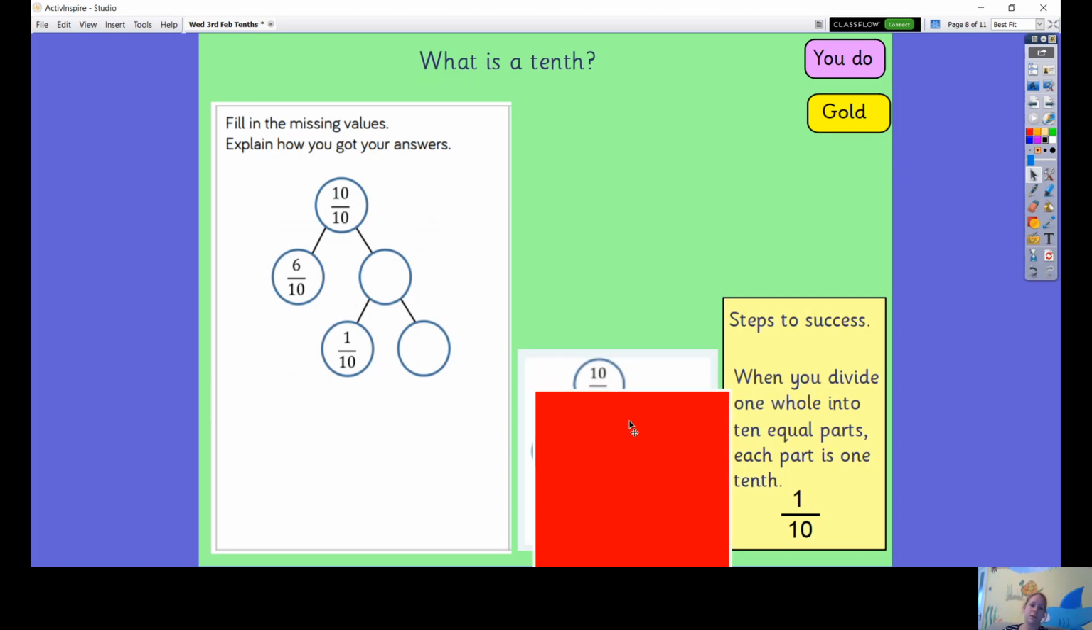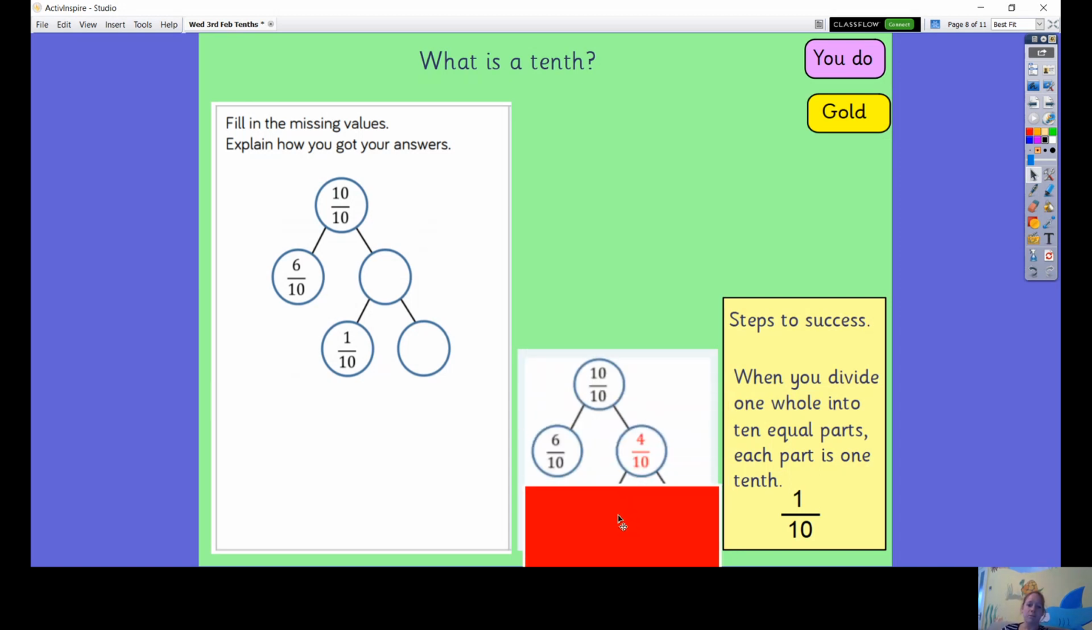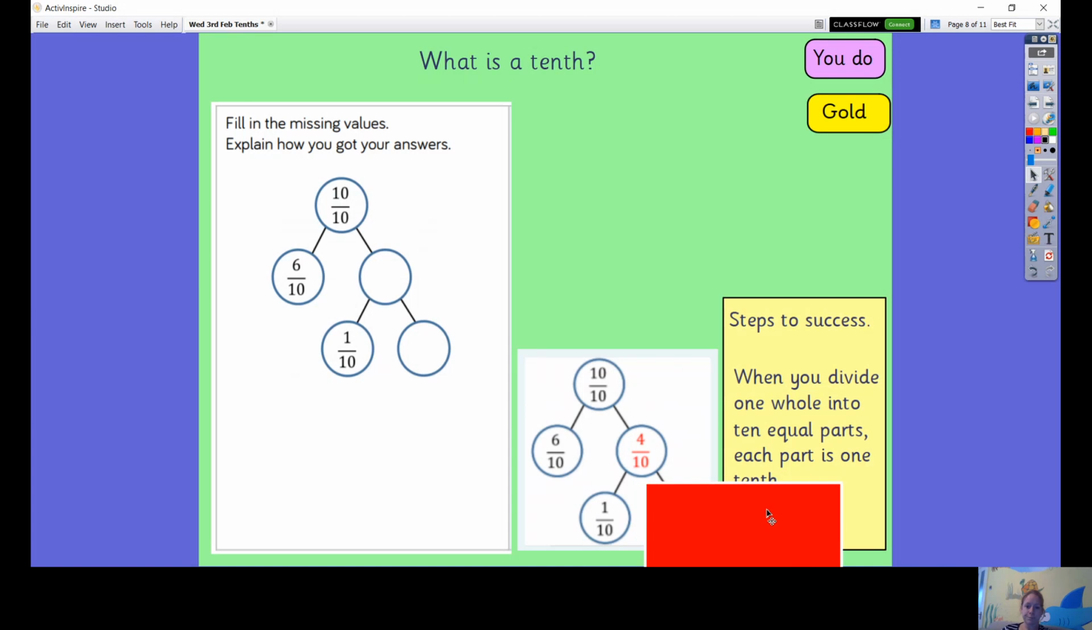Okay, let's have a look together then. So the first one is 4/10 because 6 and 4 make 10. Okay, so we've got 6 pieces and we've got 4 pieces, and if we put those 6 and those 4 together, it makes the 10. And then here we've got 1 already, and it needs to add up to 4. So how many more do I need to put with 1 to make 4? The answer is 3/10. Okay, so sometimes those are more tricky than they actually are.